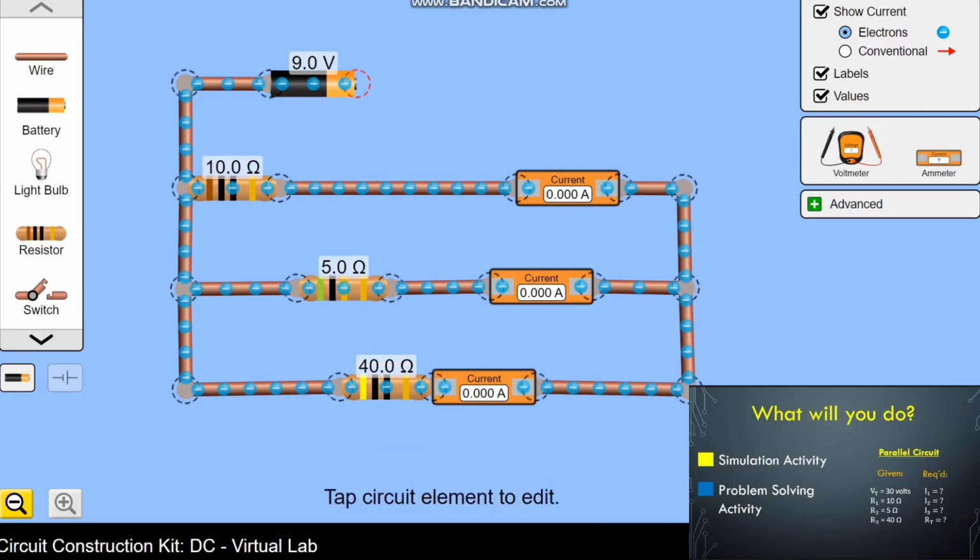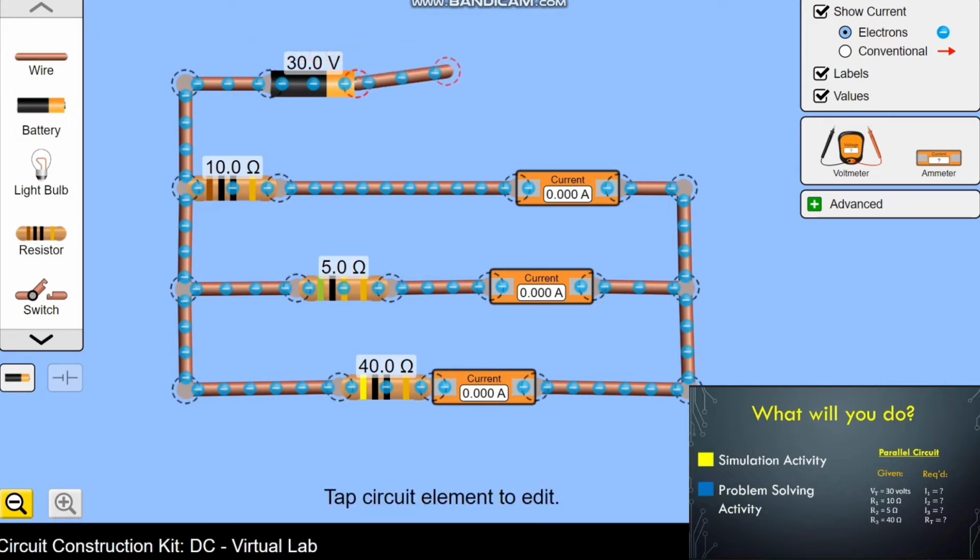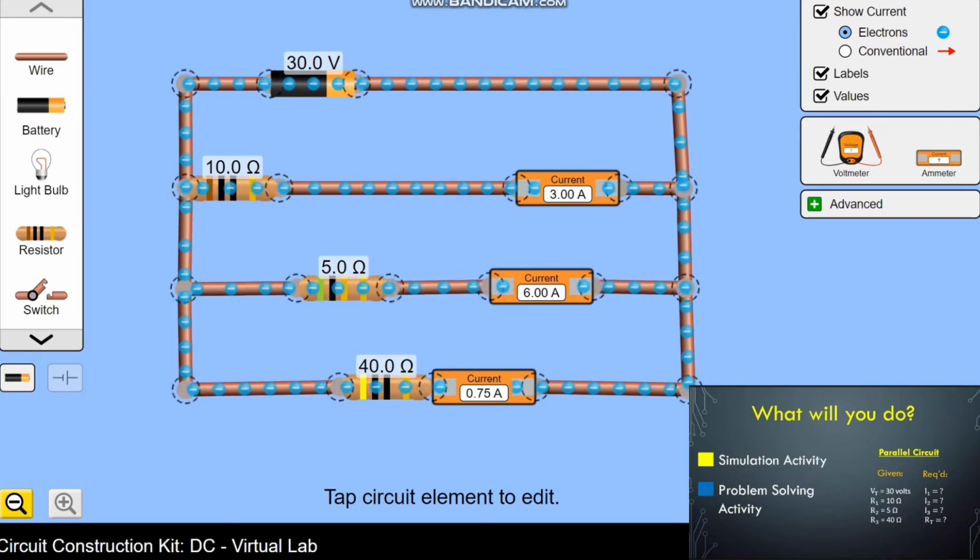After setting the value of each resistor, now we're going to proceed to the value of our voltage, which is 30 volts. In order for a current to flow, the circuit must be closed. In other words, there must be an uninterrupted path from the power source through the circuit, then back to the power source. After connecting them, the current will automatically flow.